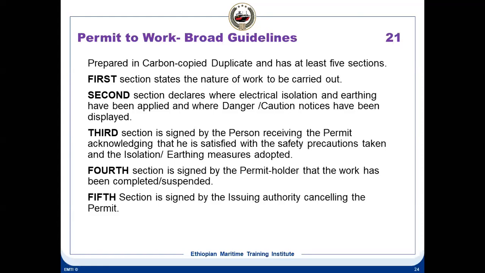What are the parts or sections of permit to work? 5 sections. First section, nature of the work. Second section, isolation, grounding. Third section, the competent person receiving the permit is acknowledging. Fourth section, that work is being completed. Fifth section, work is being cancelled. Very simple. First, second, third, fourth sections. Okay. So these are the various sections of permit to work.